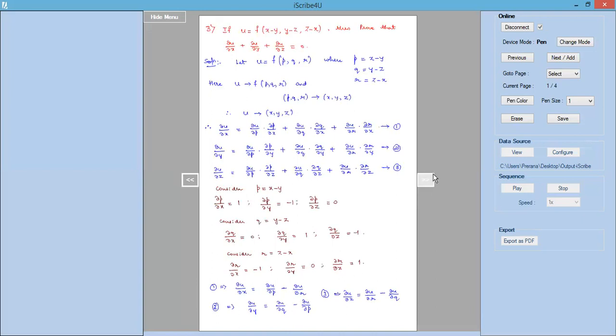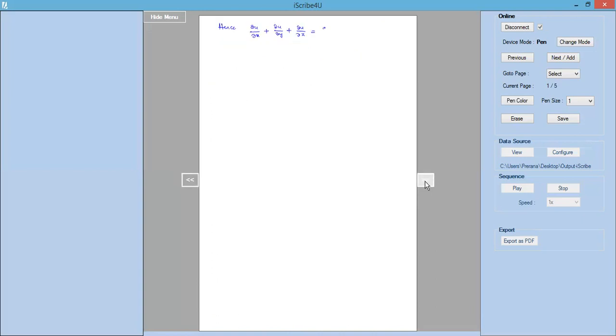∂u/∂p − ∂u/∂r, plus ∂u/∂q − ∂u/∂p, and last one ∂u/∂r − ∂u/∂q. So this sum will be equal to 0, which is the required answer for us. Now we'll see one last problem on composite function concept.